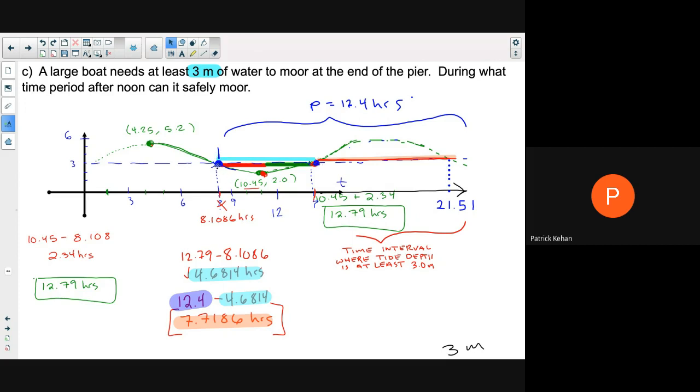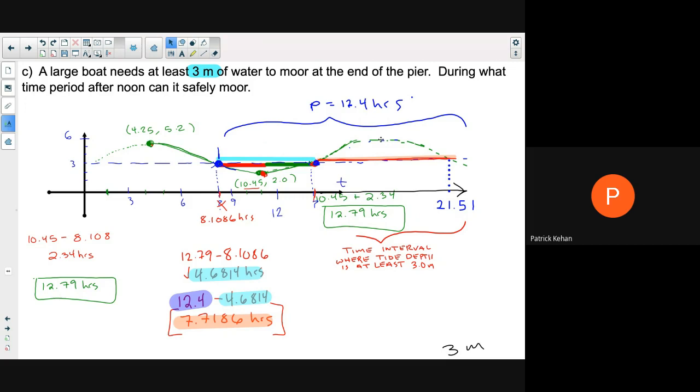From this point right here, 8.1 hours, the curve kind of bends down and then comes back up. And vertically, you know, there's no symmetry here, right? This section is not as deep. The distance from this 3-meter line to this minimum point here is not the same as the distance from that 3-meter line to the high point right here. They're different symmetrically that way.